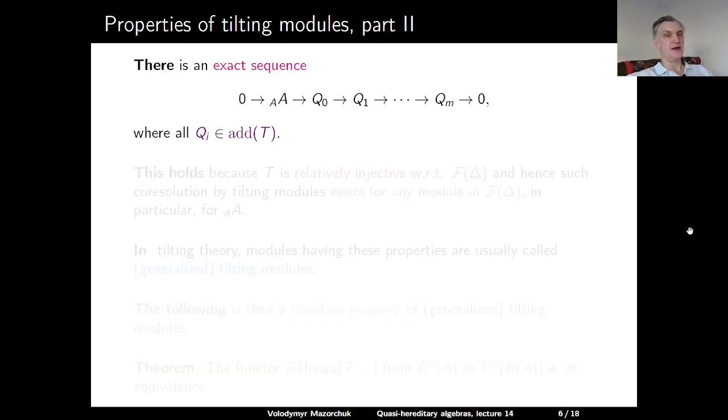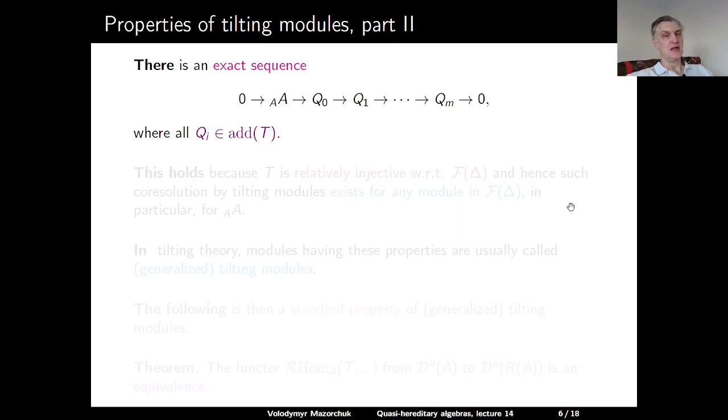Okay, and finally we have the following property. There is an exact sequence which starts on the left with the algebra A considered as a left module over itself, so that is a projective generator of our algebra A, and then we can embed the algebra A in some tilting module, we can embed the cokernel in some tilting module, and after finitely many steps we end up with 0.